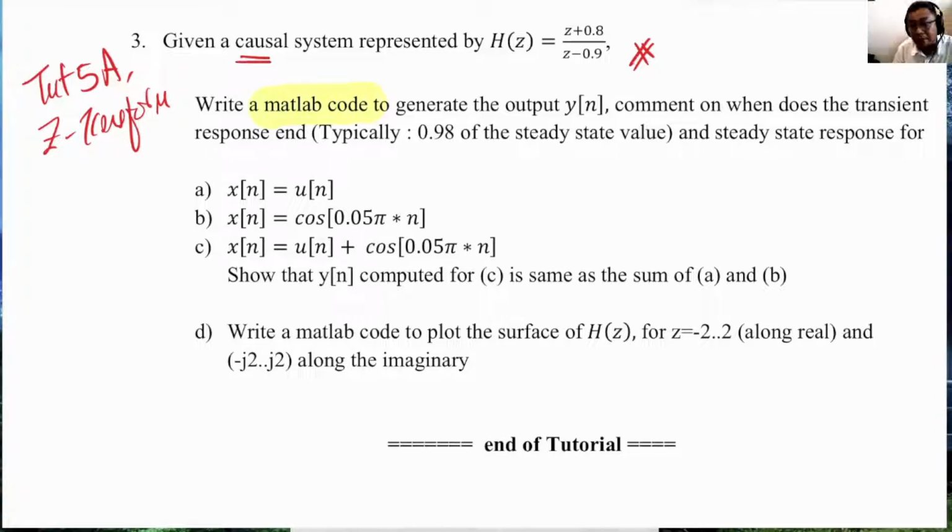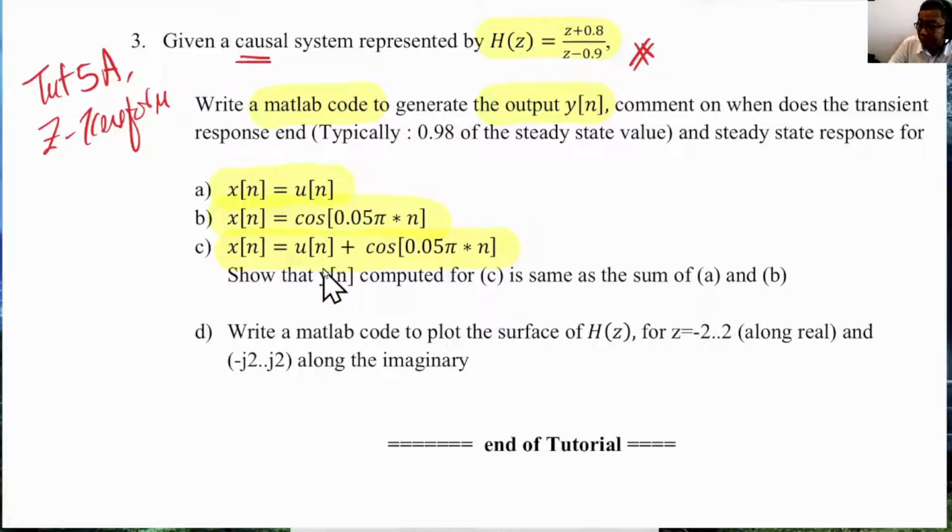Well, we can write Python code if you wish, to generate the output y[n] for this transfer function, given x[n] equals a unit step, given x[n] equals a cosine, as well as the linear combination of these. The idea of this question is basically to show you how you can write a difference equation implemented in MATLAB to generate the output for different inputs.